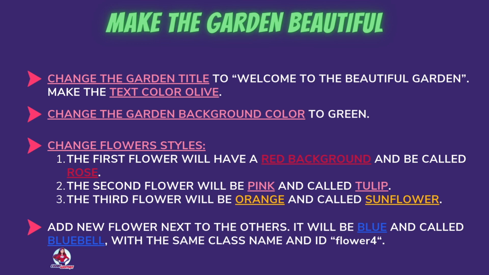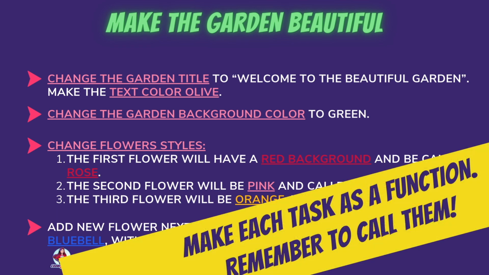Let's outline what you need to do. Change the garden's title to a new text and color. Change the entire garden's background color to green. Change the styles of the flowers so there are 3 colorful flowers instead of gray weeds. And add 1 new flower. All tasks should be done as functions. Define them and call them to see the changes.